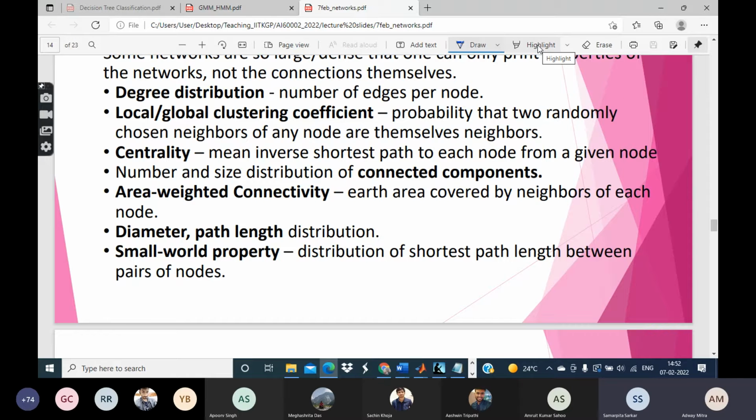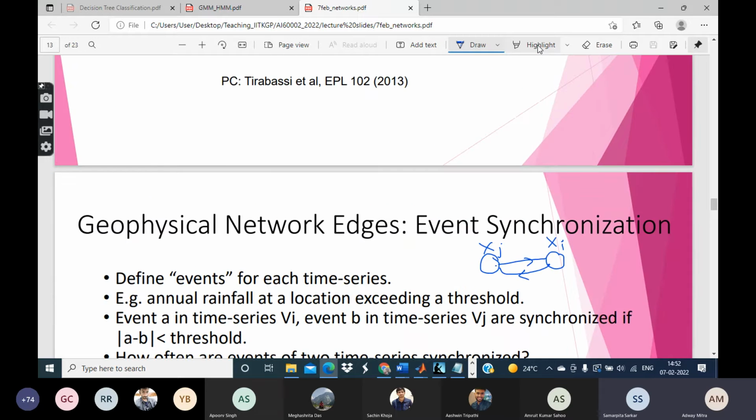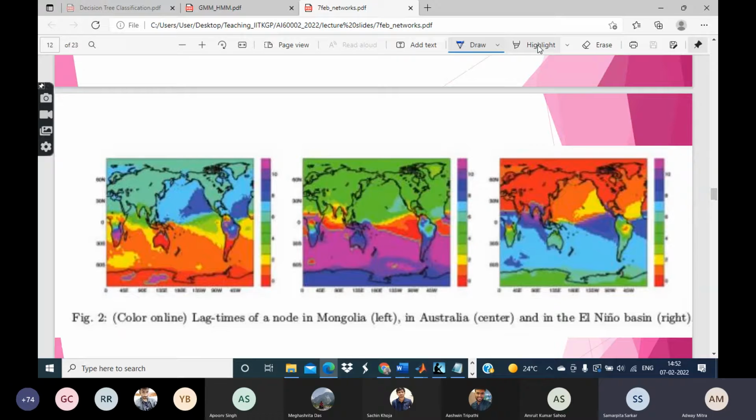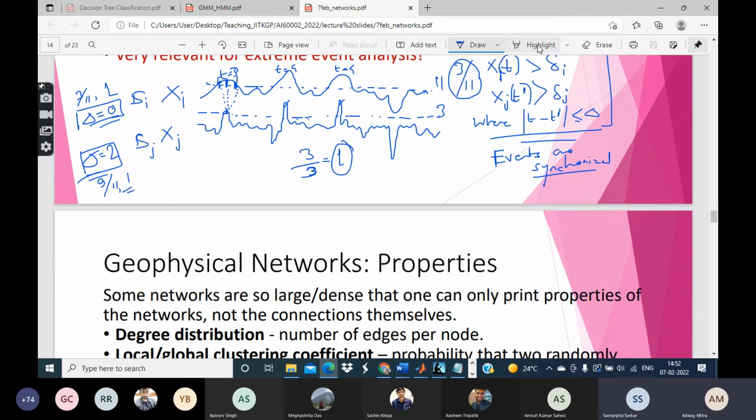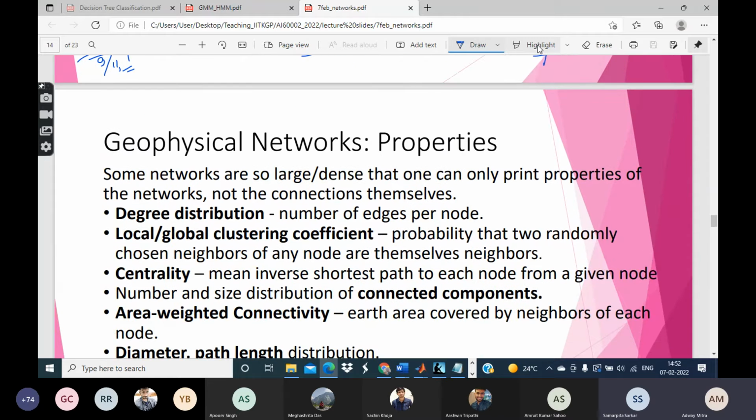Then degree distribution as a function of distance is another thing which people study. Of course it is well known that nearby locations will have large correlation, but can two locations which are far apart also have high correlation? To understand that kind of thing, people study the degree distribution as a function of distance.